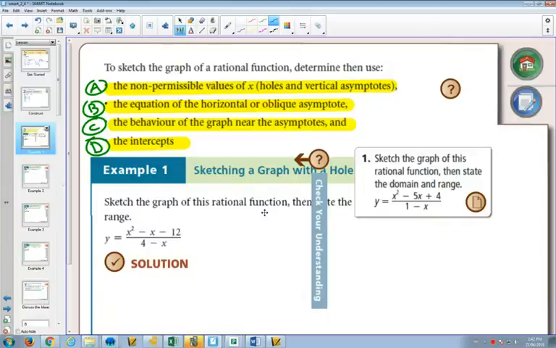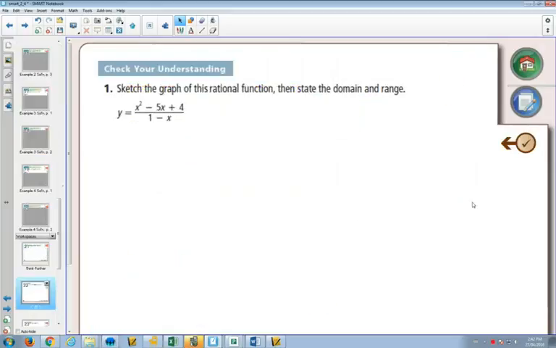All right. So we're going to find non-permissible values, figure out if they're holes or asymptotes, look for oblique and horizontal asymptotes, find our intercepts, and then find out what's happening as our graph gets close to those asymptotes. So for our first question, one of the things you're going to do to set this up so that you can find your non-permissible values is you have to factor. Factoring is going to help you with your x-intercepts. It's also going to help you with your non-permissible values.